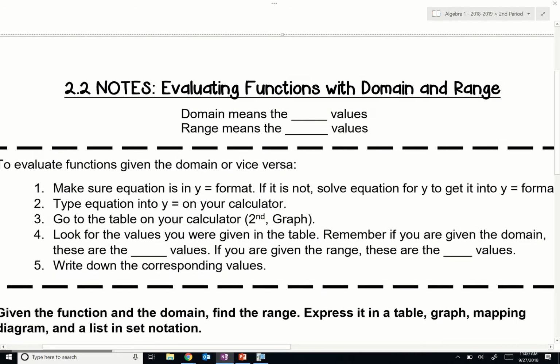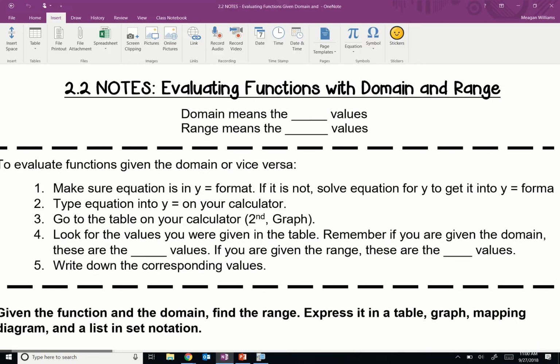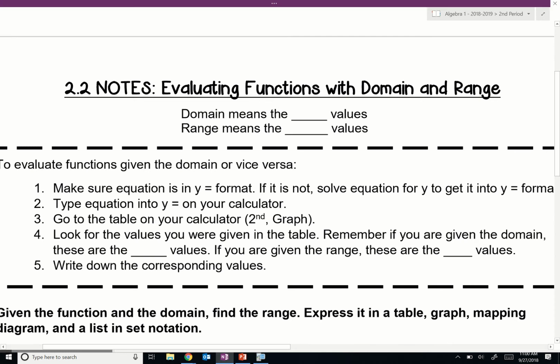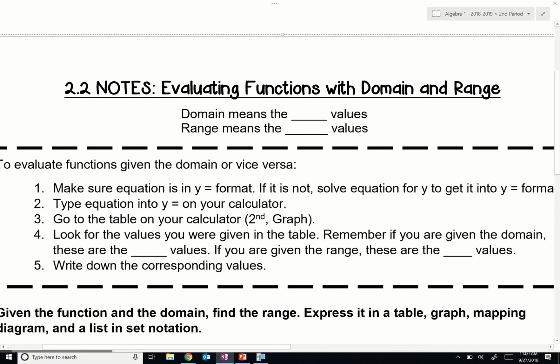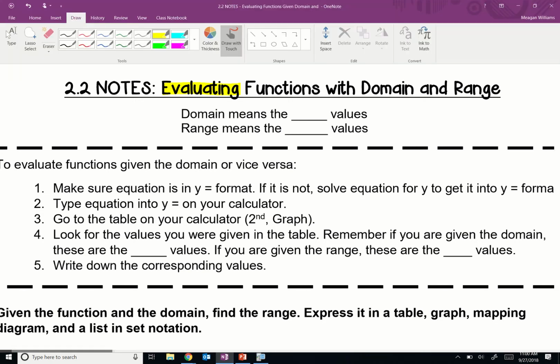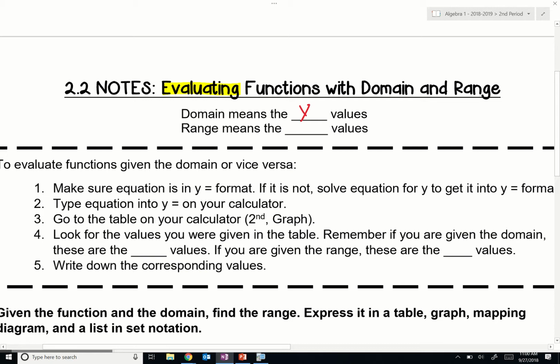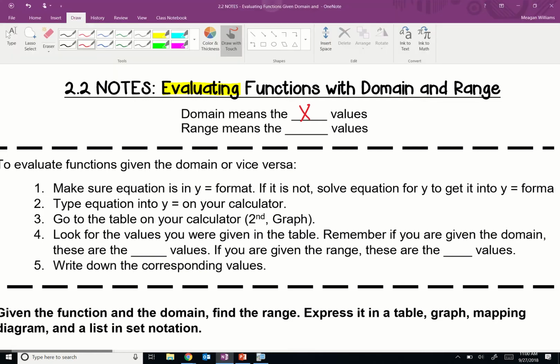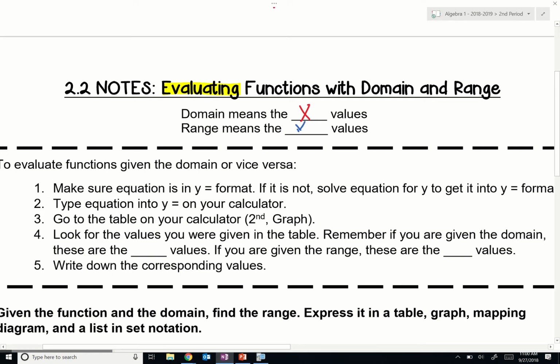Give me a thumbs up when you think you have these filled in. Perfect. So 2.2 notes, evaluating functions with domain and range. Again, this is not anything new. We did this last time. Evaluating is just a fancy way to say plugging in. Now, domain means x values. What does range mean? Your y values. Writing it looking like it's backwards, but that's fine.